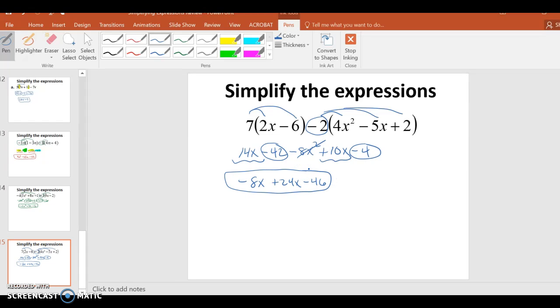Okay, so a lot of these may have been easy for you. If not, hopefully they make sense now. And go ahead and try the simplifying expressions review and message the worksheet to me. Please send it one worksheet at a time so it's easier for me to print out and grade.